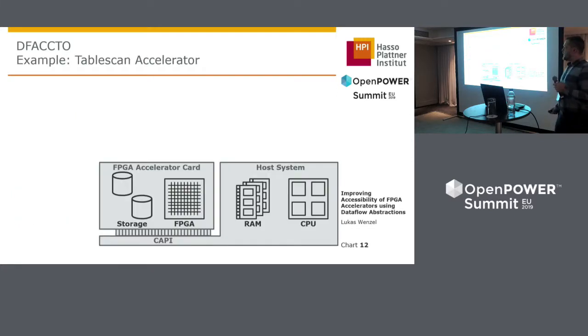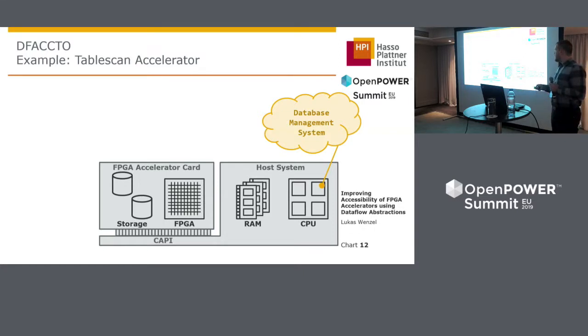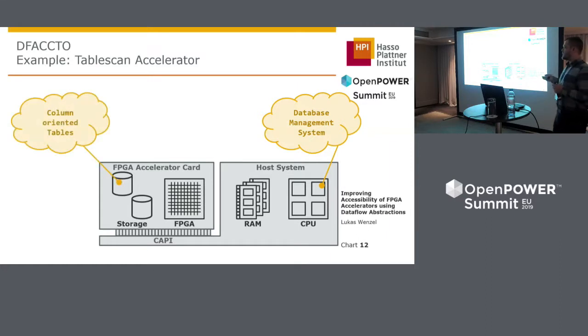So as an example, we want to focus on the table scan accelerator. We are imagining that on our host system, we have a database management system that has stored some tables on the storage resources of our accelerator card, which features, as I already said, the FPGA and some storage. On the storage, we further assume that it is a column-oriented format. So you see all the values of one column in one contiguous space of memory, and then you see the next column at a different address.